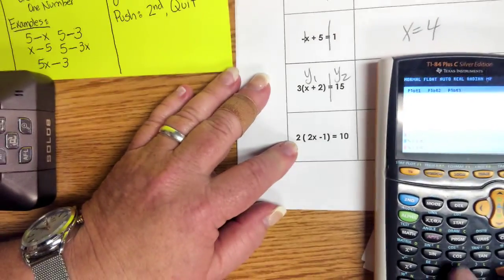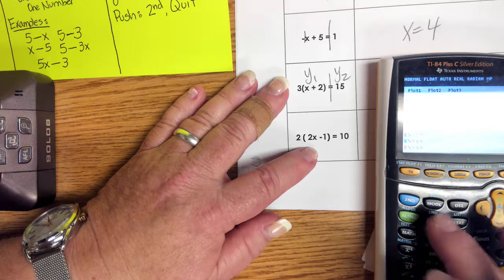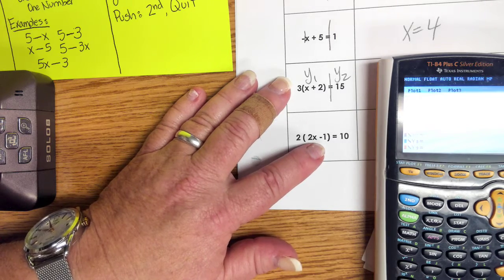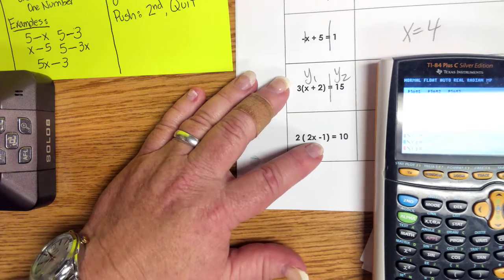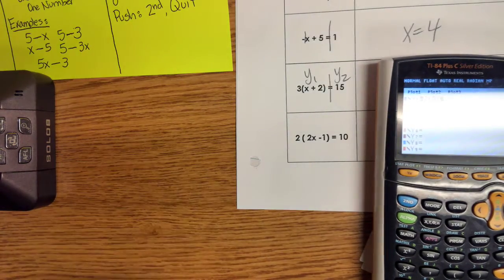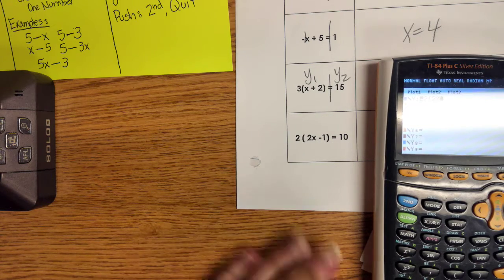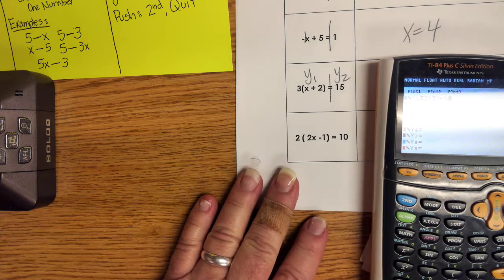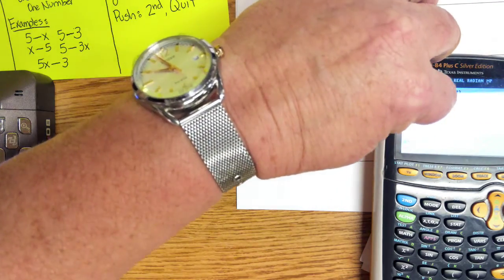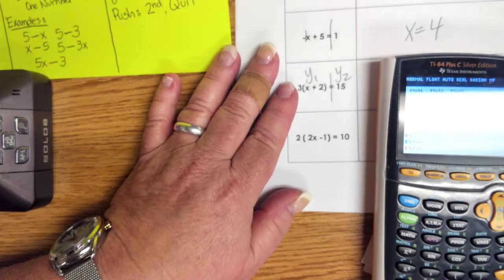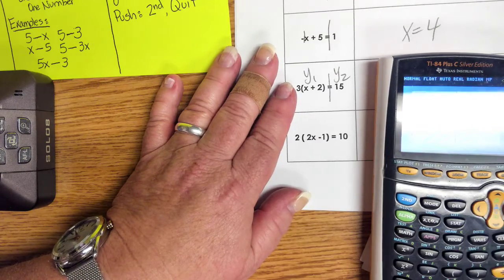Okay, clear, go down, clear. Let's try parentheses again. 2 parentheses, 2x. Is that a subtract or a negative sign? Negative. Oh gosh, no. What is it when it's between anything? A subtract sign. That's what I was saying over there. Subtract 1, close your parentheses. It's between a variable and a number. Okay? Then down here I've got 10.